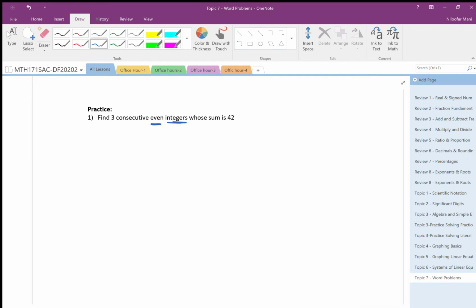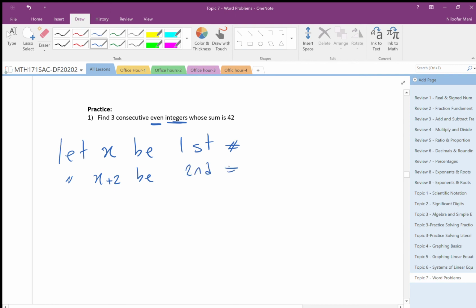So I can say, let x be the first number, and let x plus 2 be the second number. Why x plus 2? Because it says even number. And they are consecutive, meaning they follow each other. So 2 and 4 and 6, for example, they go 2 by 2, so I need to add plus 2. And let x plus 4 be the third number.